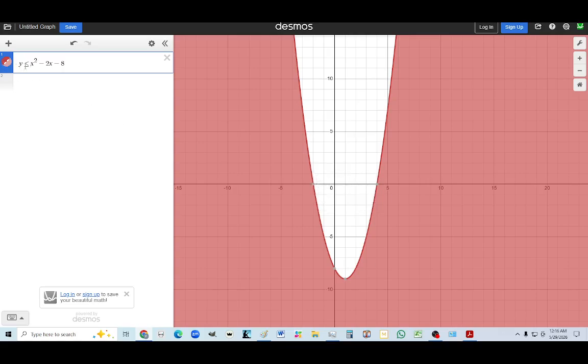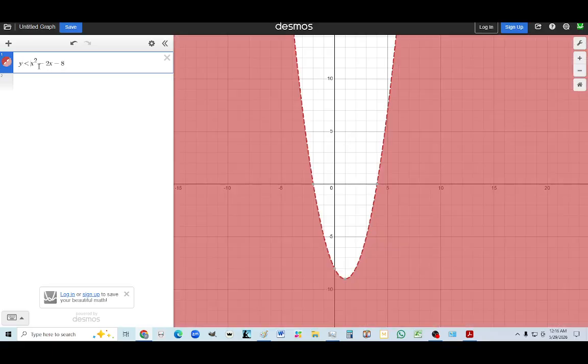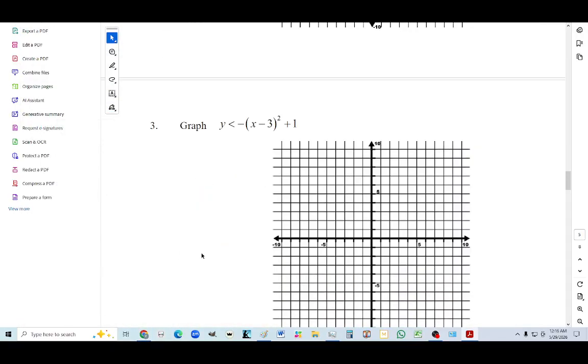Notice that when we get rid of the equals, suddenly the parabola line becomes dotted. So these are just sketching things. This is annoying. They give you vertex format. We might as well cover this.